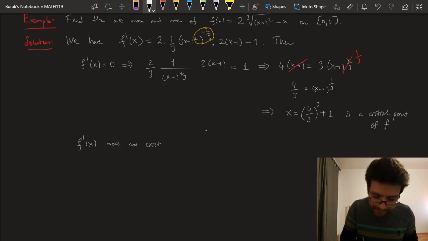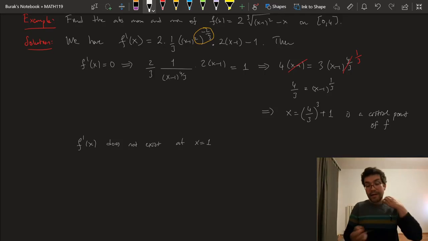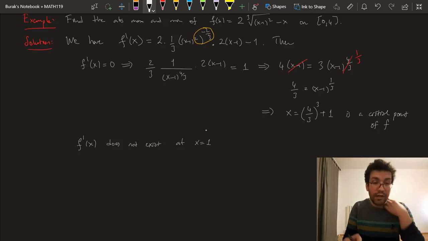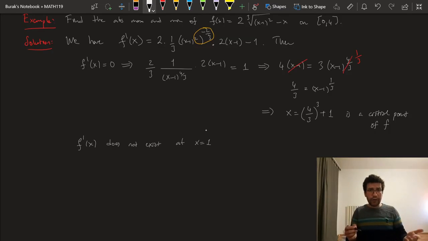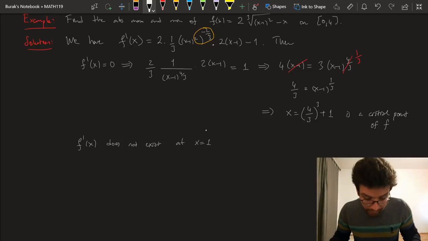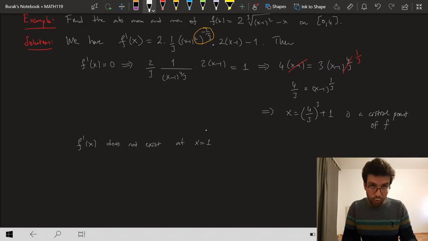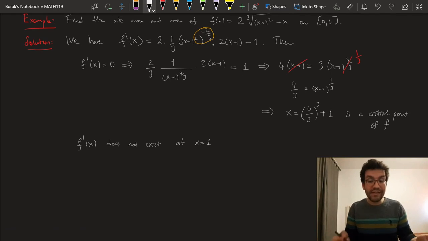F prime does not exist at x equals 1. If you try to, you can see over here that you can't plug in 1, because when you try to do that, you get 0 over 0, which is undetermined, so it's not defined. And if you write down the limit definition of derivative for x equals 1 and try to compute f prime of 1, you'll see that it does not exist.